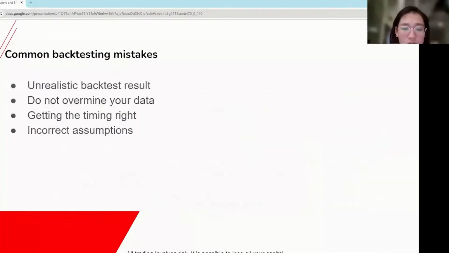Okay, so some common backtesting mistakes would be having unrealistic backtest results, not over-mining your data, getting the timing right, and incorrect assumptions.